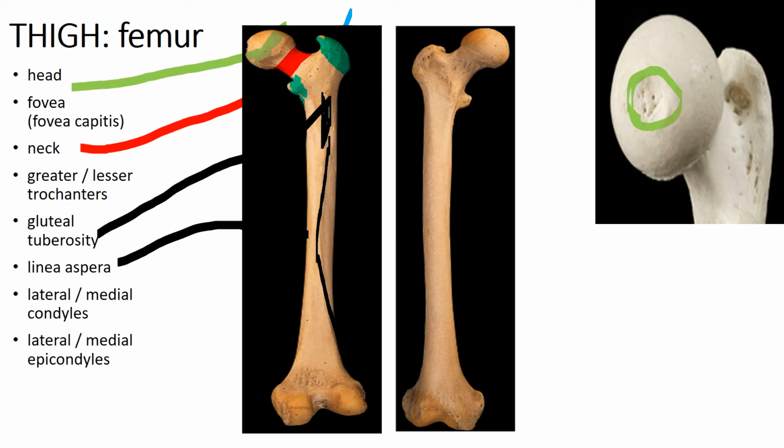On the distal and inferior surface of the femur, we find our two condyles. And these are going to be smooth, articulating surfaces. And so our medial condyle will be on the same side as the head of the femur, and then the lateral will be on the same side as the greater trochanter. And these are easier to see in the posterior view.